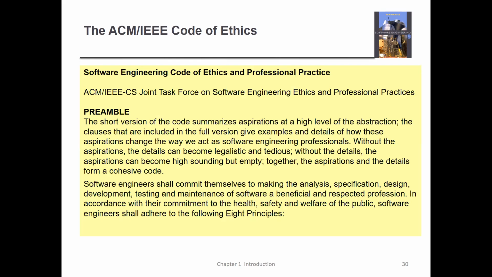This is an example: the Software Engineering Code of Ethics and Professional Practice, from the ACM and IEEE Computer Society Joint Task Force on Software Engineering Ethics and Professional Practices. First, the preamble.